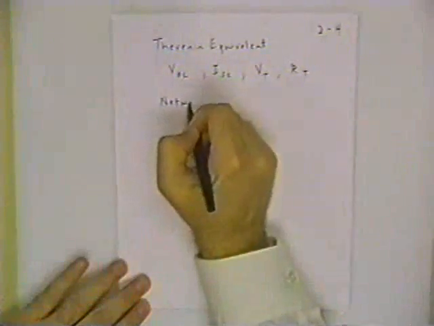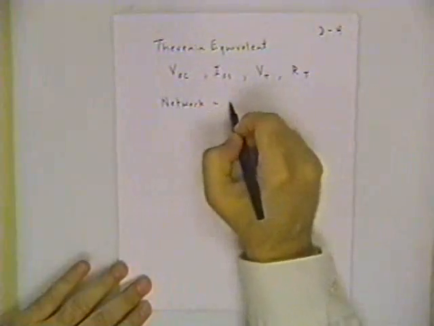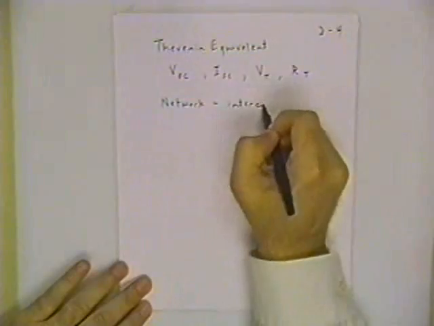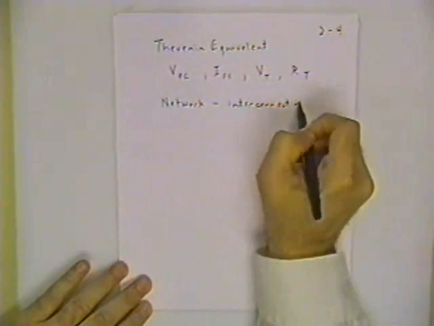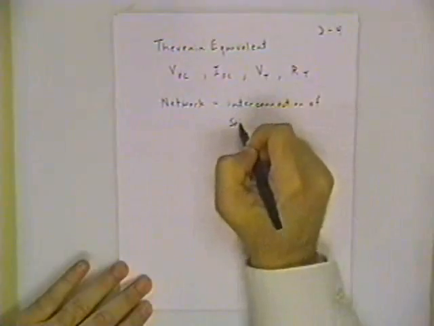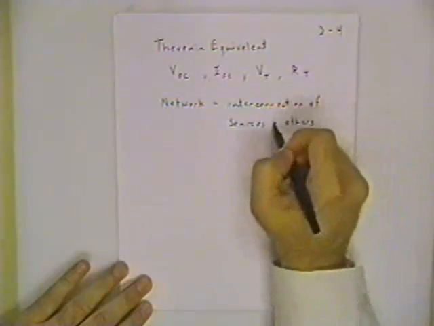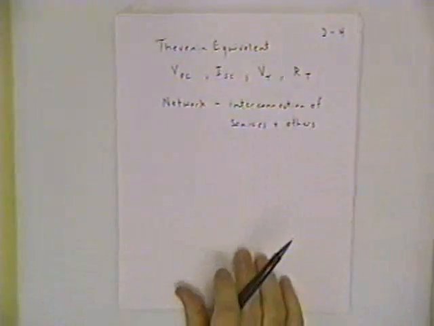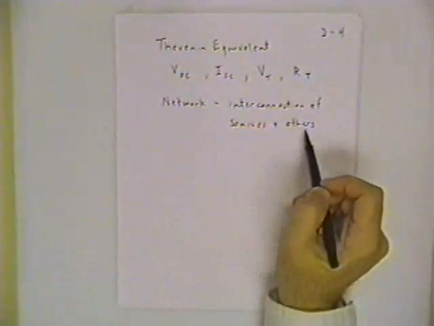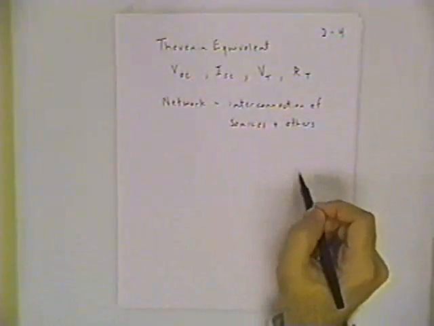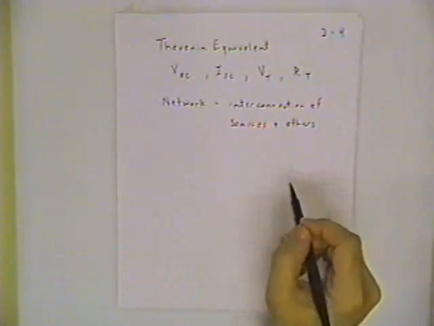Now, just as we have equivalents to resistors in series and parallel combinations, we can also talk about equivalent networks. First, let's define the term network. It is just an interconnection or a circuit of sources and other elements. Now in the case so far we've just been talking about resistive circuits, but these other elements could also include capacitors and inductors when we can include those in our networks.